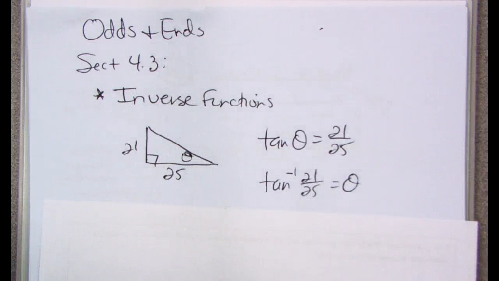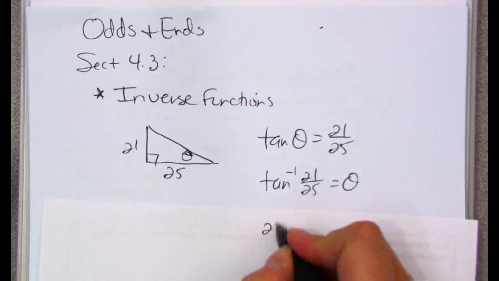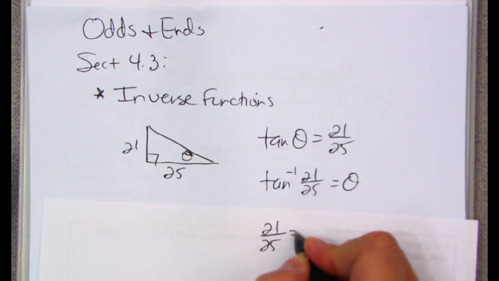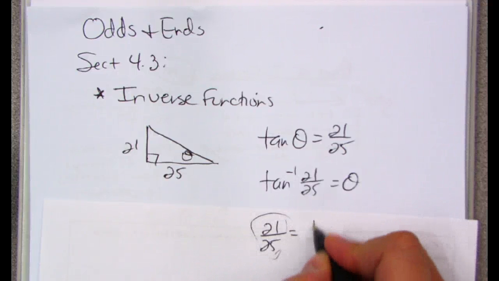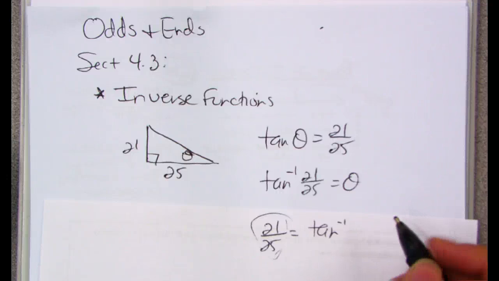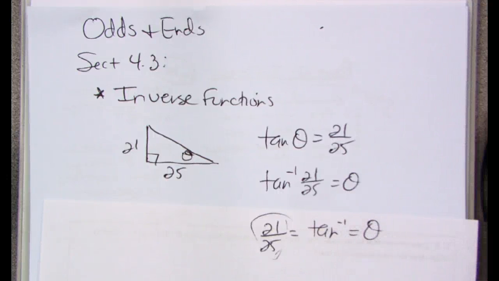Pick up my handy dandy calculator. Okay, so let's see. Do we do the inverse of tangent? So you're going to do 21 divided by 25 equals to get whatever number that is. Then you're going to hit the inverse button for tangent, and it will equal your theta.